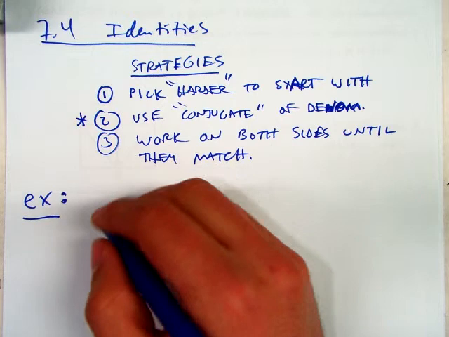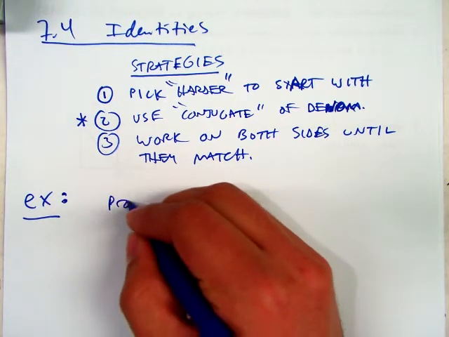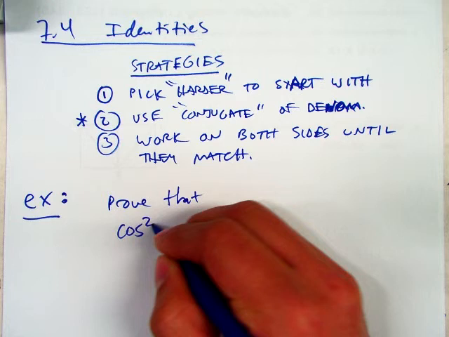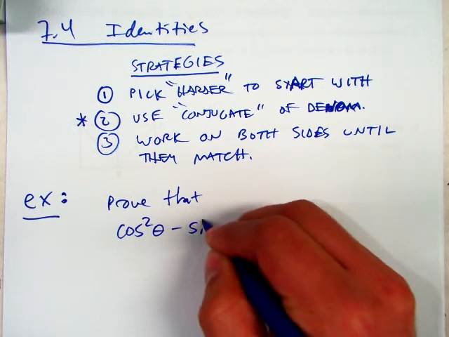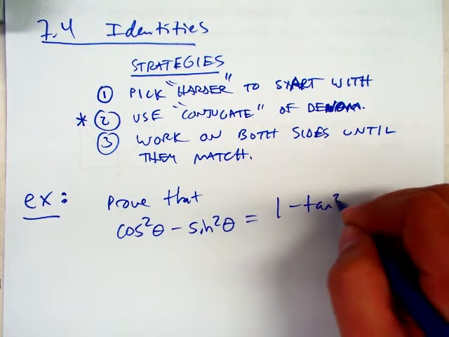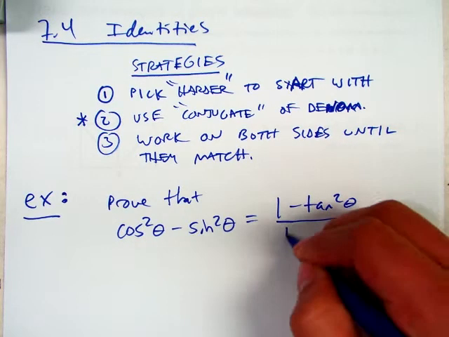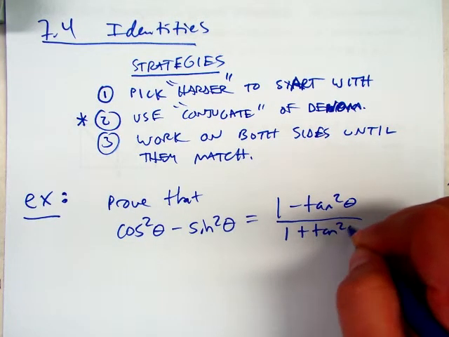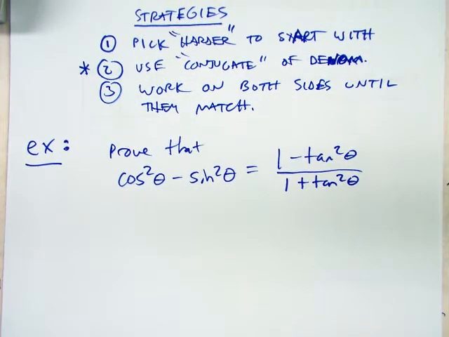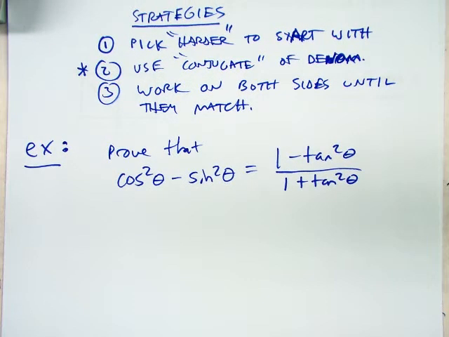So, for example, let's say you want to prove that cosine squared theta minus sine squared theta equals 1 minus tangent squared theta over 1 plus tangent squared theta. Okay? Just go with it. Okay?